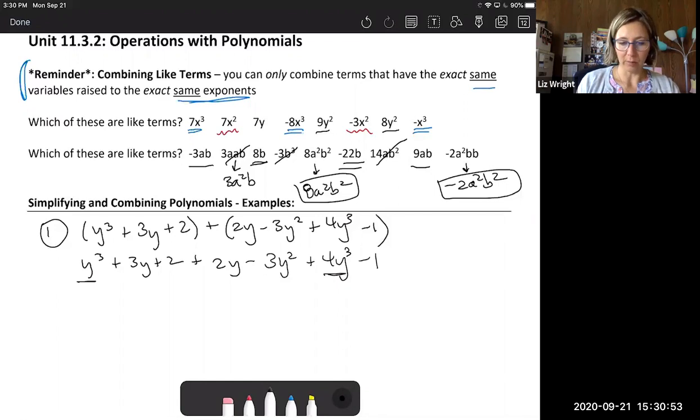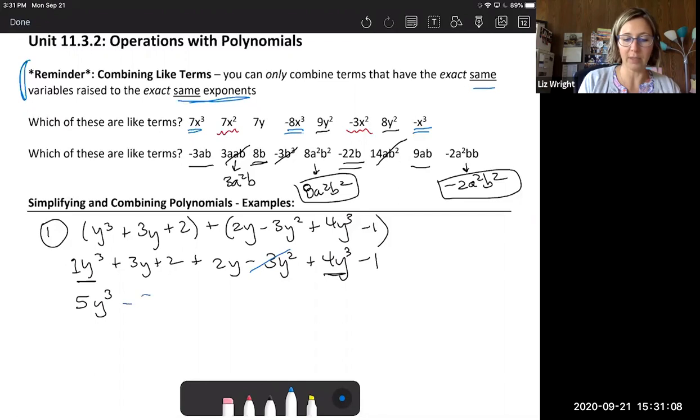So let's combine those. So we've got a 4 and then a 1, right? That's essentially like a 1y cubed. So this is going to be 5y cubed. And then I want to look for my next term that I'm going to write down. And it should be this -3y squared.